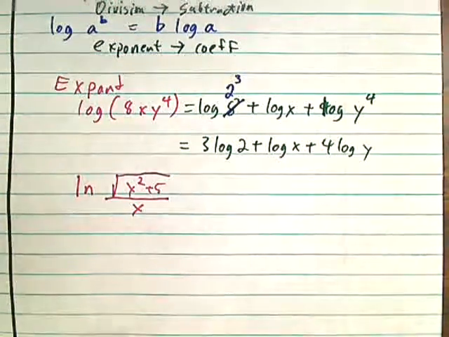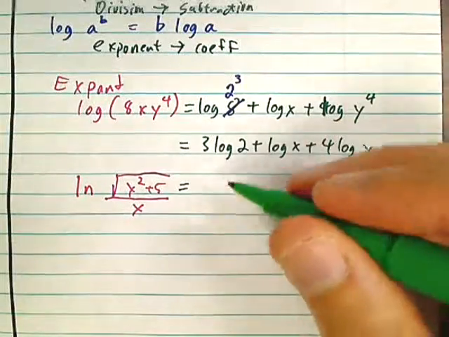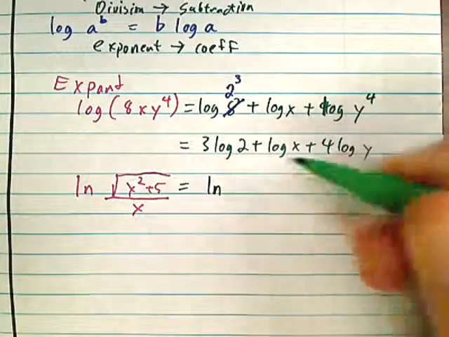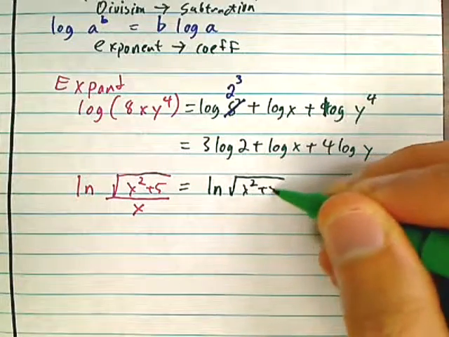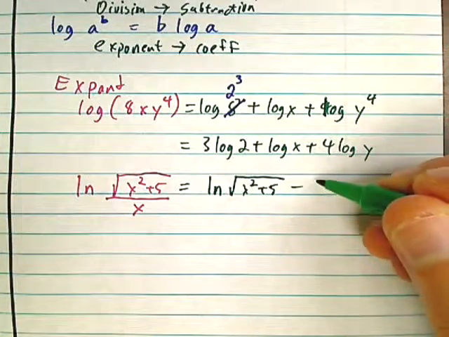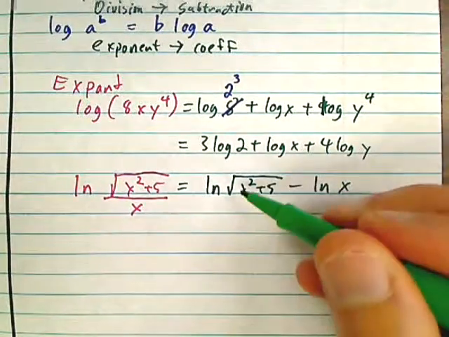Okay, well, I'll do this one in a couple steps as well. So let's see what we have here. This is equal to, let's say, natural log of the square root of x squared plus 5 minus natural log of x. Now, even though there's a lot of stuff in here, there's not too much I can do with it.